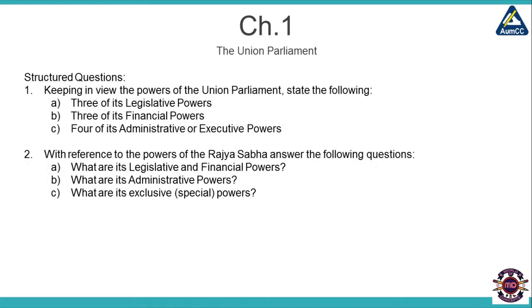When it comes to chapter 1 structured questions, these are the two important questions. Keeping in view the powers of the Parliament, state the following: 3 of its legislative powers, 3 of its financial powers, 4 of its administrative or executive powers. With reference to the powers of the Rajya Sabha, answer the following questions: what are its legislative and financial powers? What are its administrative powers? What are its exclusive or special powers?